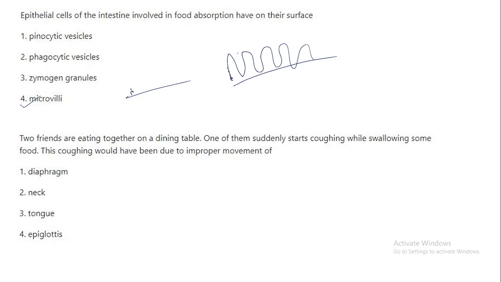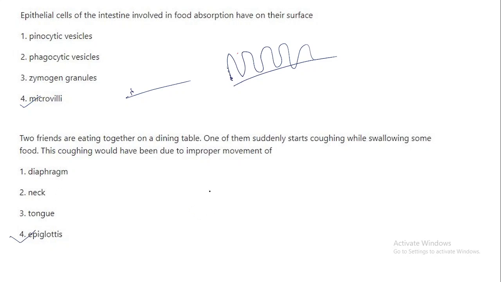Now listen, this question is application related. A situation is given to you, so you have to apply the concepts that you know. Let's read the question. Two friends are eating together on a dining table. One of them suddenly starts coughing while swallowing some food. This coughing could have been due to improper movement of. I have already given you a nice explanation regarding this in our first session. If you remember, the right answer is going to be epiglottis.